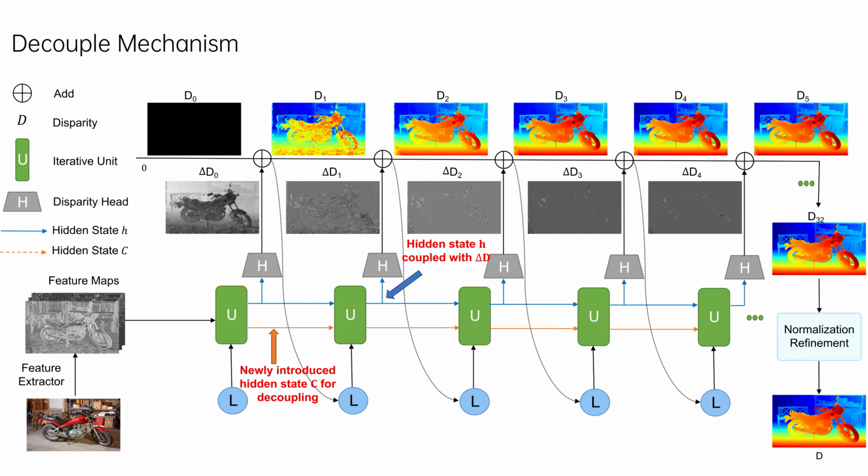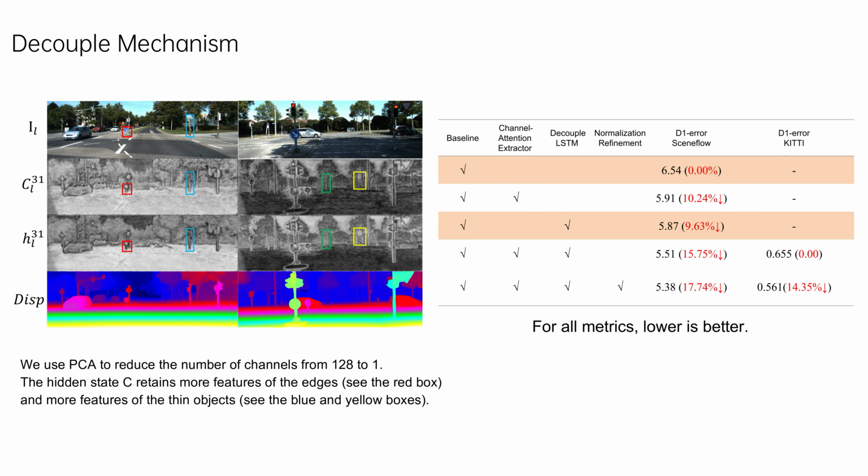We address this problem by introducing an extra hidden state C, as shown in the figure. The above-mentioned hidden state H is used for generating the update matrix through the disparity head, while the newly introduced hidden state C is used only for transferring information across iterations. The design decouples the update matrix and the hidden state, which can retain more effective semantic information across iterations. Ablation studies and visualizations show the effectiveness of the method.